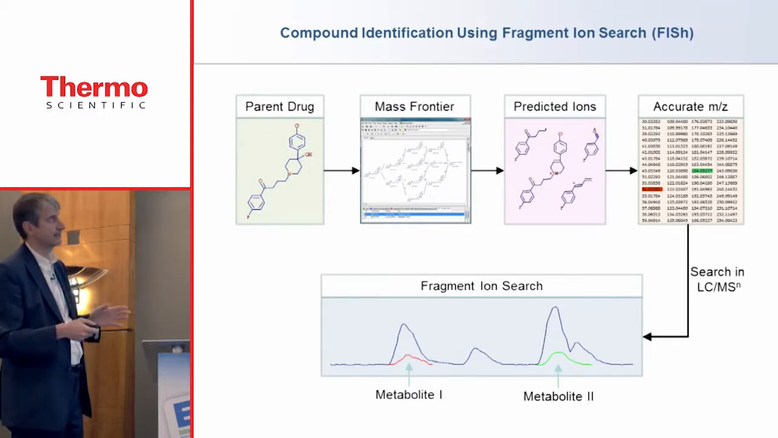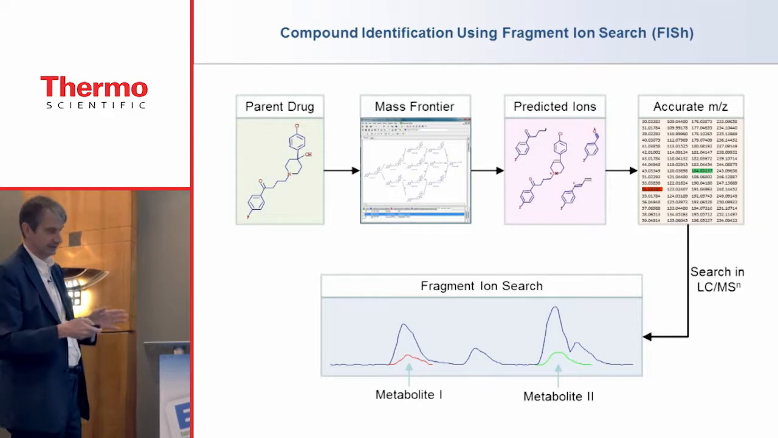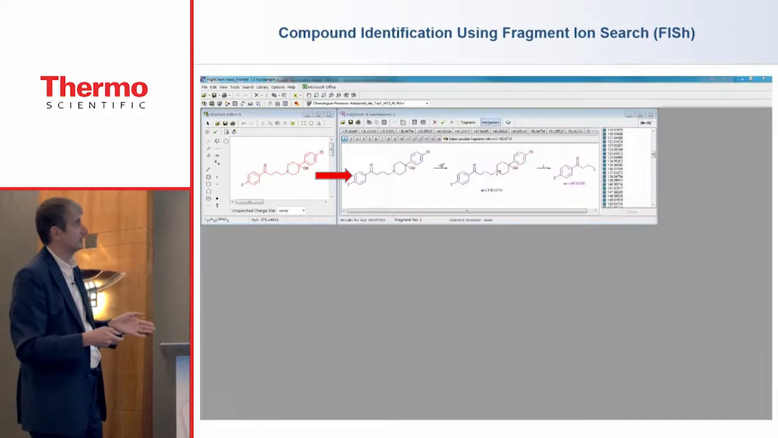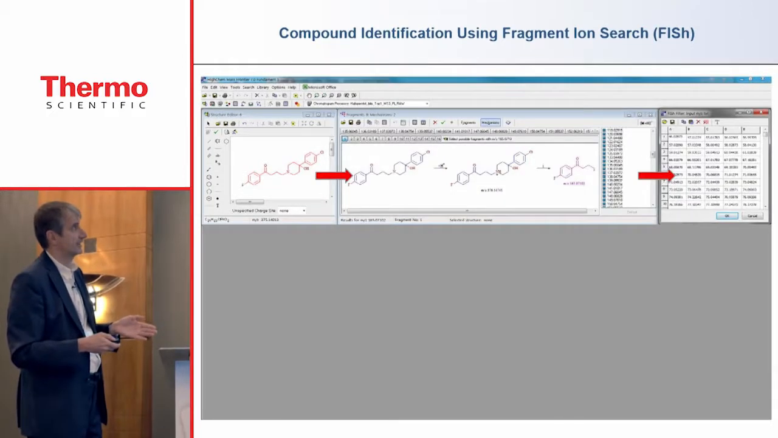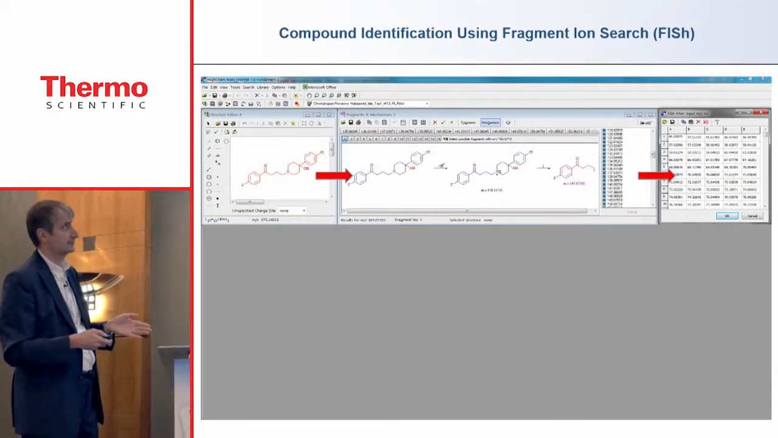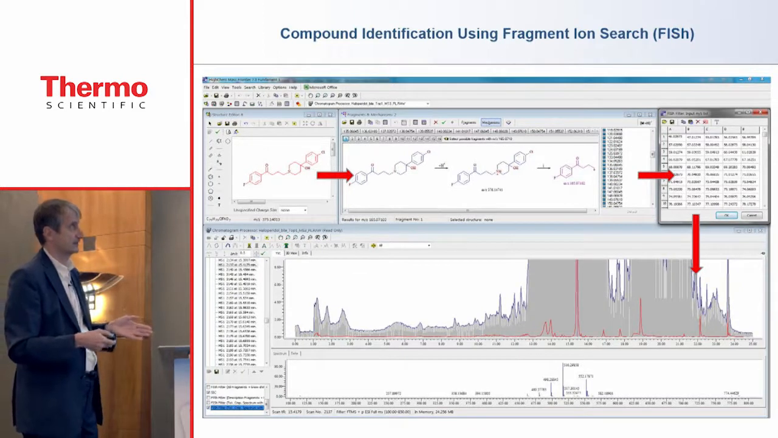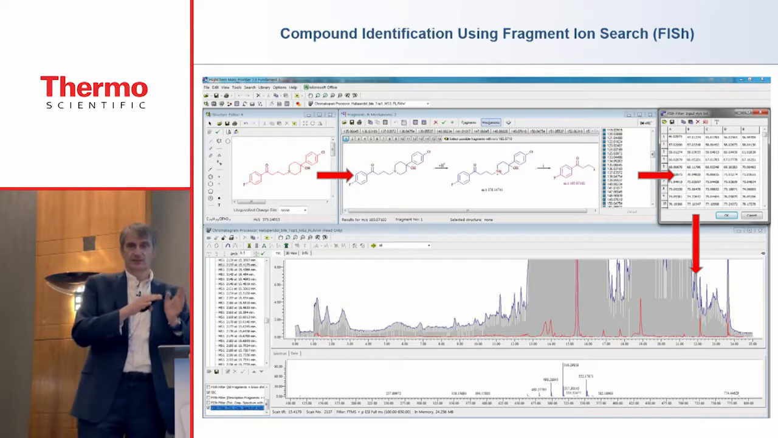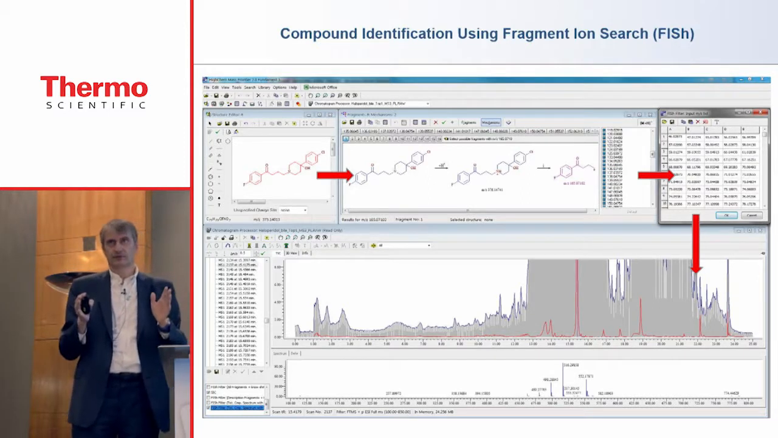Then we calculate m/z values, and then we search those m/z values in a chromatogram. So this is metabolite 1, metabolite 2. How it works in the software, we just take the structure, we predict the fragments, we generate m/z values, and then we search them in a chromatogram. This is a metabolite ID experiment. You can do it for any type of experiments.